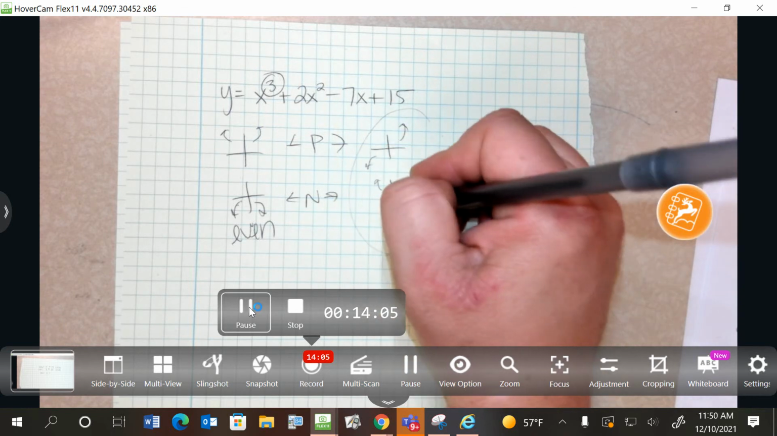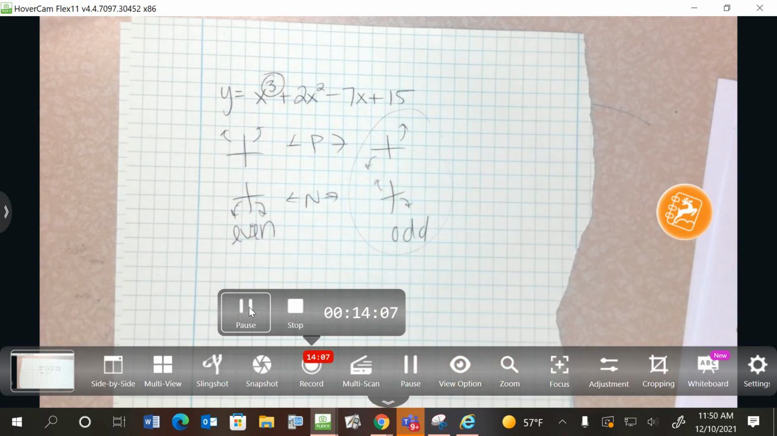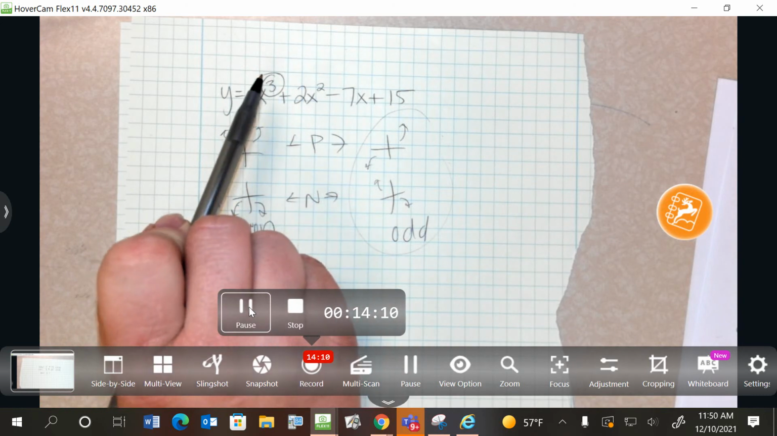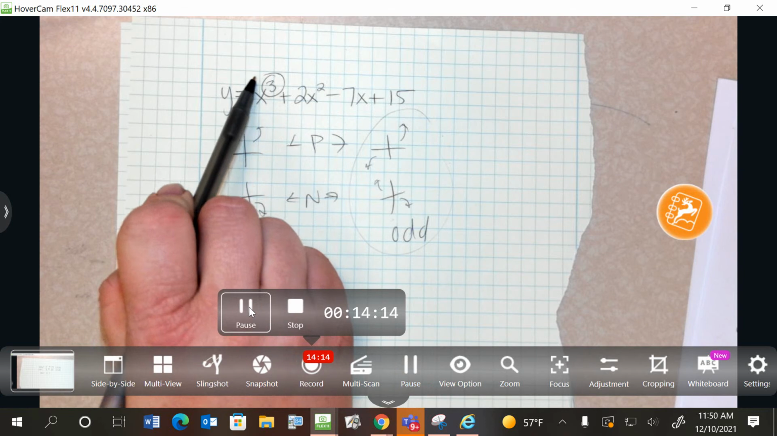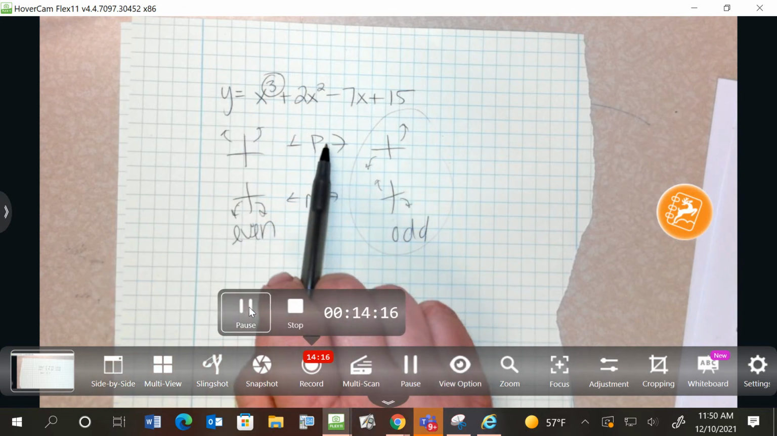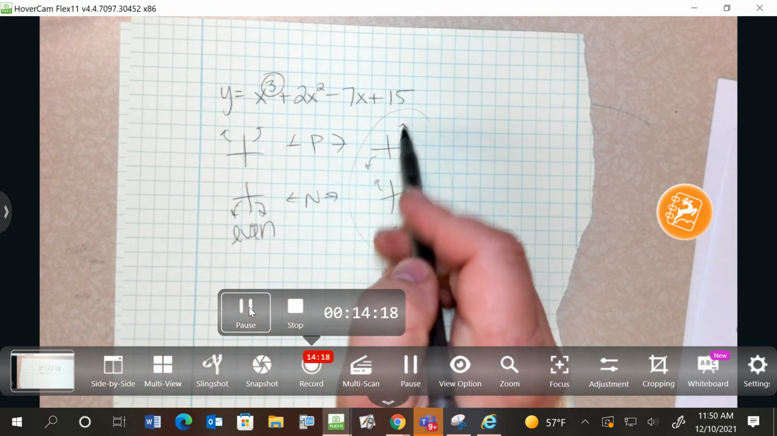Now, if you happen to miss this day, this probably sounds like I'm talking gibberish, but the degree is 3. 3 is an odd number, so only one of these two options. And the leading coefficient, the number in front, is positive. So this is positive and odd. What does this tell me?